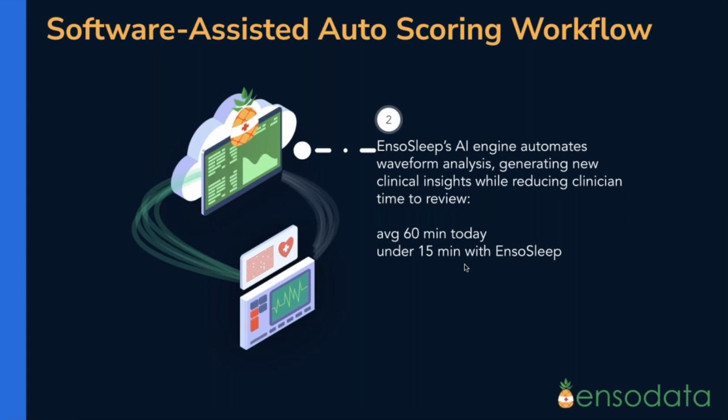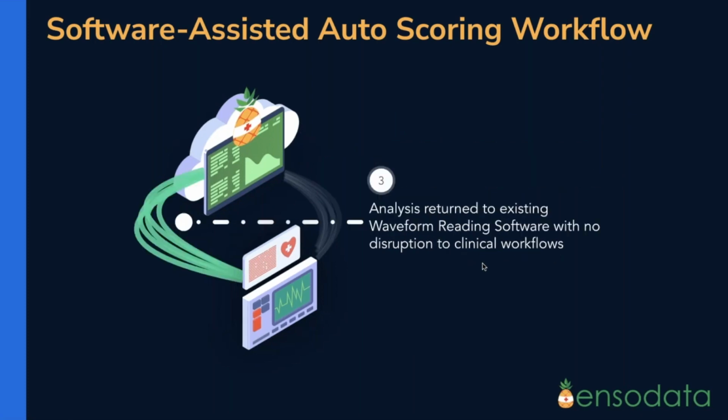Without auto scoring, the average time it would take is around 60 minutes, and we found that with EnsoSleep, the amount of time it takes to review a study can be under 15 minutes. And then finally, all of that data is transferred back to the clinic and automatically displayed on the native viewers that the clinics have in the lab, without needing to disrupt any clinical workflows.